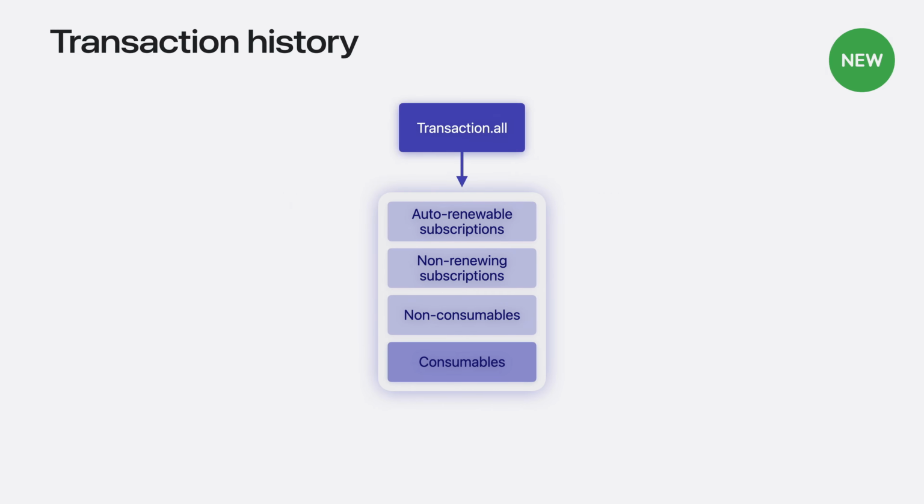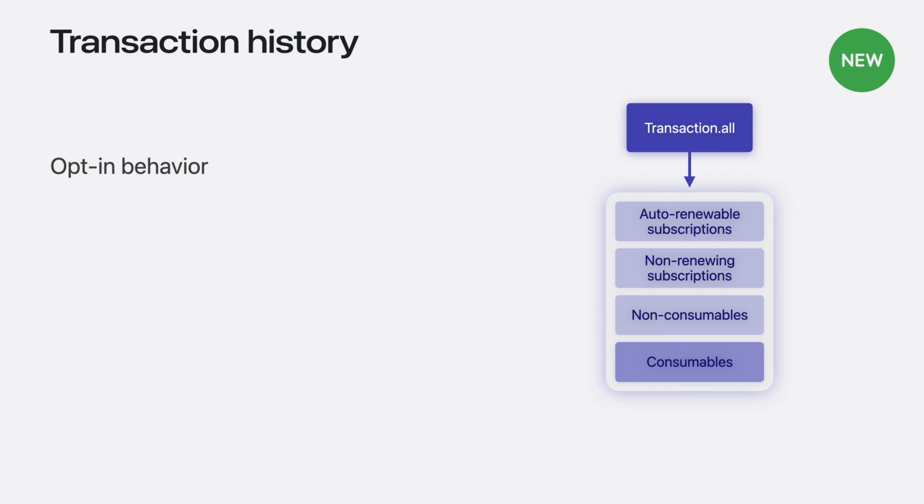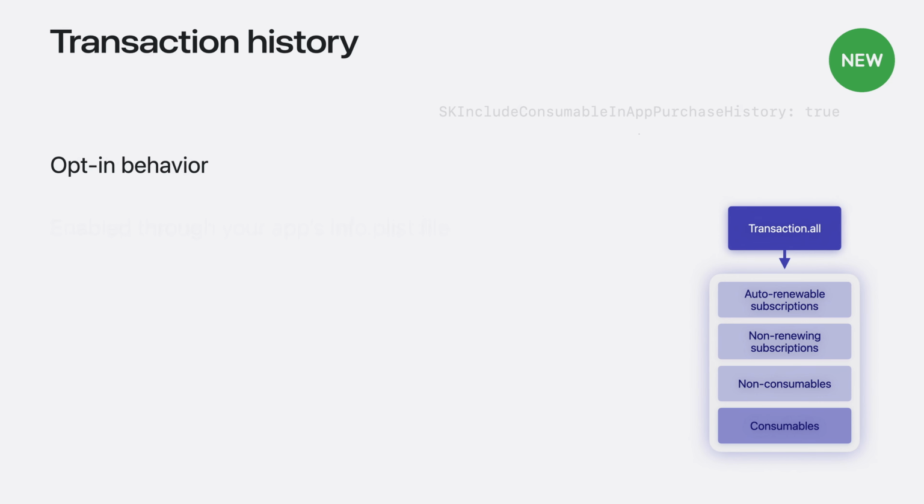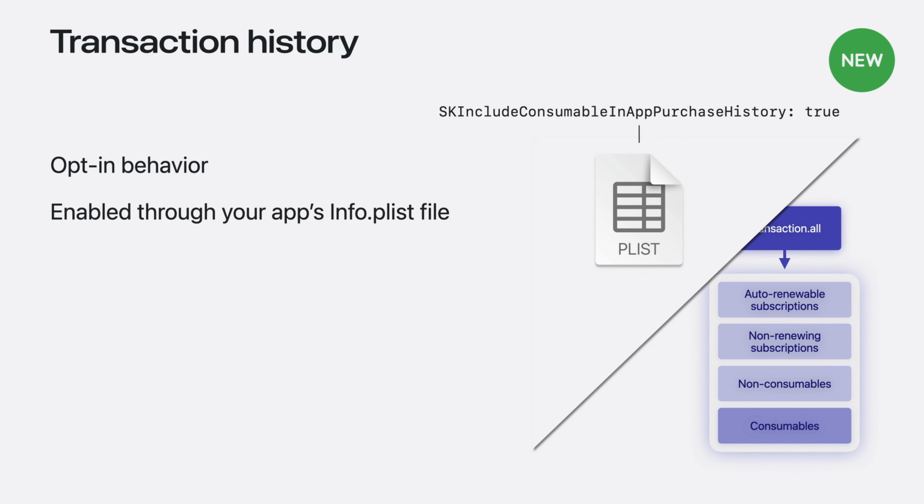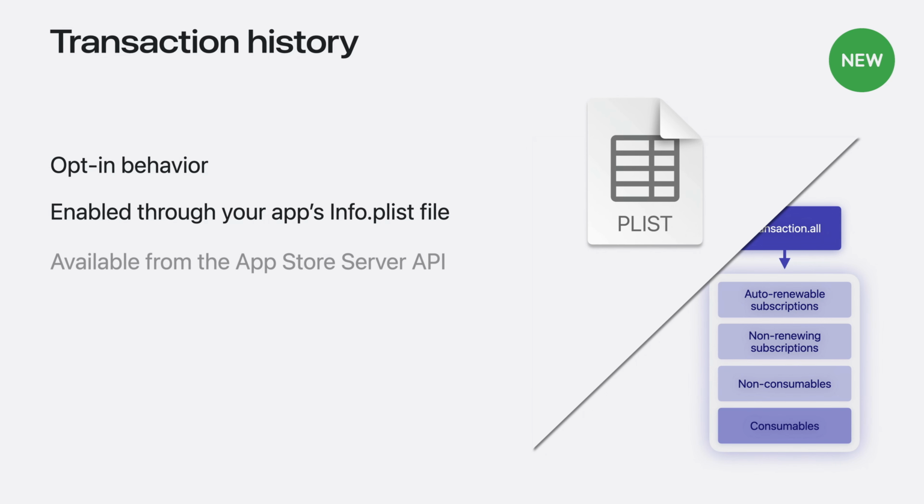Now, instead of having to manually track finished consumables, the framework provides transactions for all consumables, regardless of their finish state. This is a new opt-in feature that can be configured via your project's info plist file. To begin receiving transactions for finished consumables, set the value of the new SKIncludeConsumableInAppPurchaseHistory key to true. Then, listen for transactions as you normally would. Finished consumables are also available from the App Store Server API.